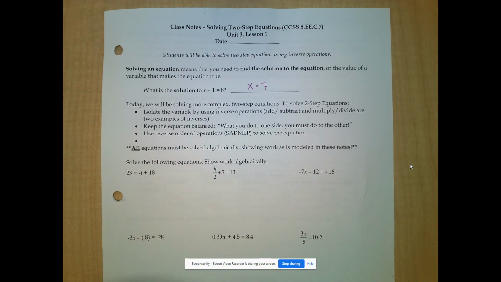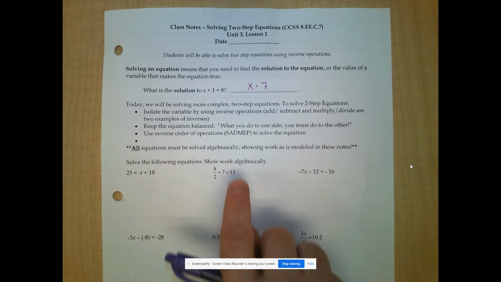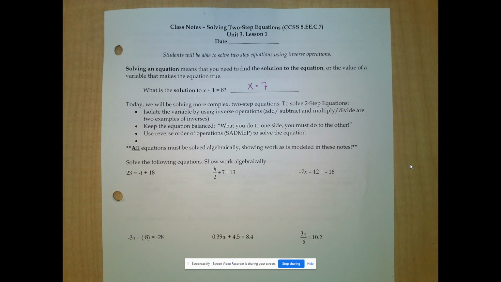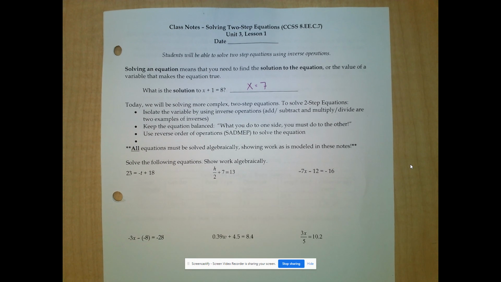And we're going to use the reverse of order of operations. So whatever you would normally do last if you were evaluating an expression, that's what we do first. So we start by doing or undoing any subtraction or addition first. Solve the following equations. Show your work algebraically.